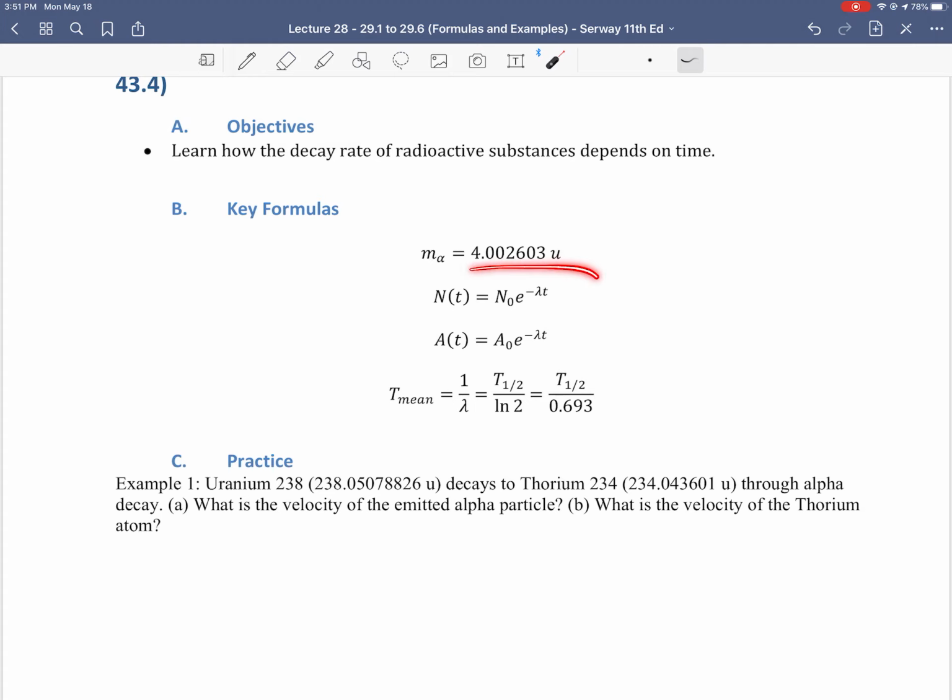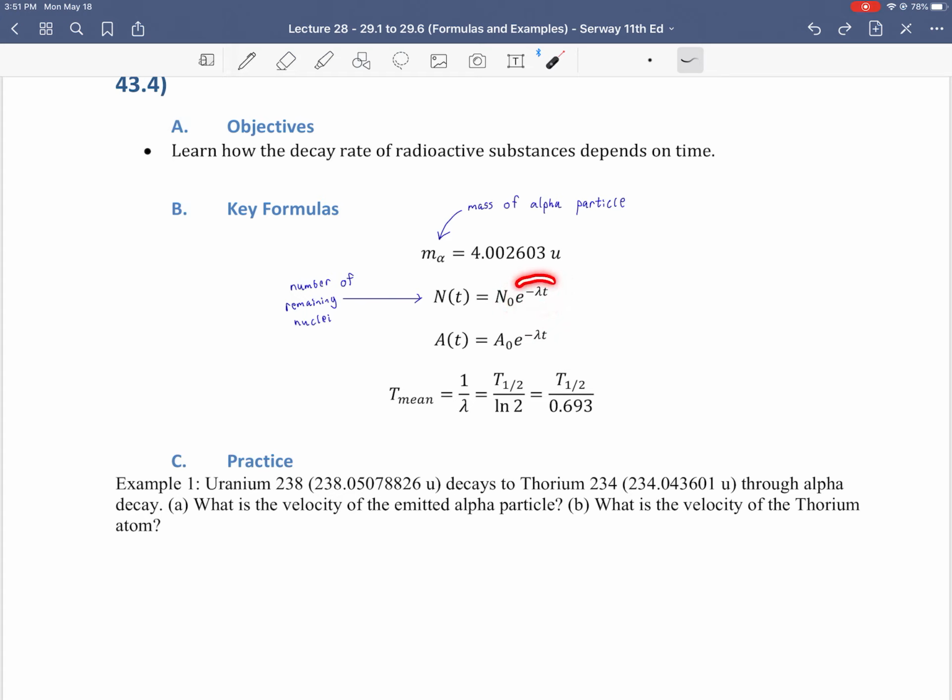The 2 big equations that you would see in numerical examples of half-lives and radioactive decay are the following. The first is the number of remaining nuclei. So this is N, simply a number as a function of time, that's function notation. And so the number of remaining nuclei is equal to the number of initial nuclei in a sample multiplied by e to the negative lambda t.